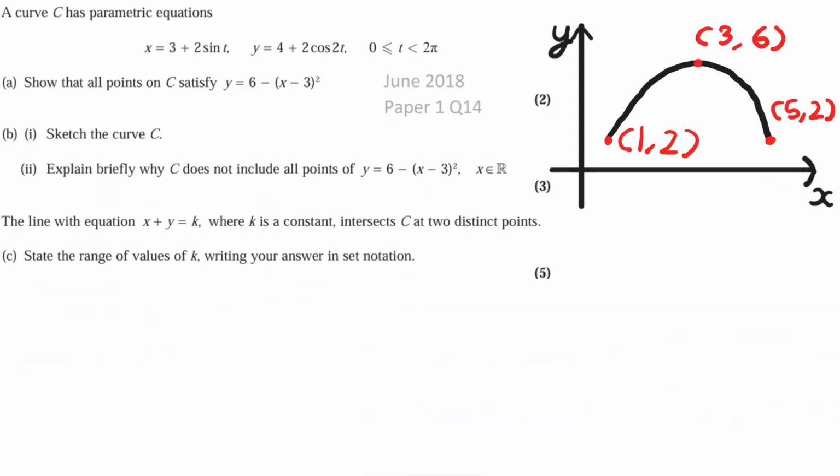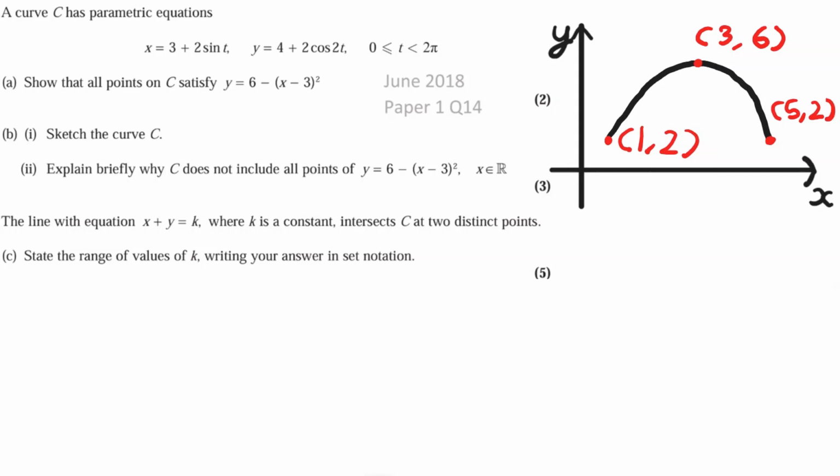Okay, and then for part c, we're told that the line with equation x plus y is equal to k, where k is a constant, intersects C at two distinct points, and we need to state the range of values of k, writing our answer in set notation. So let's actually break down what's going on in this question. So we have this line here.